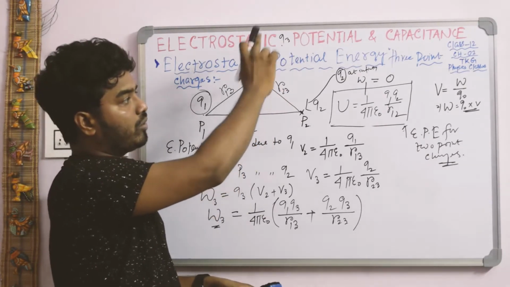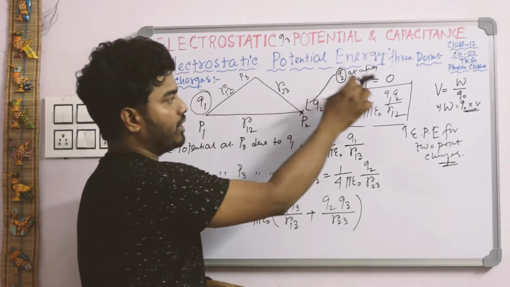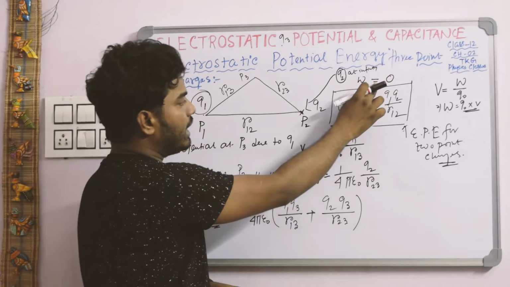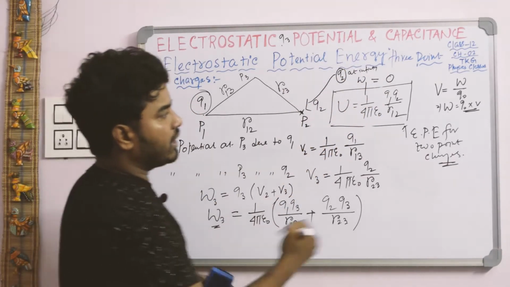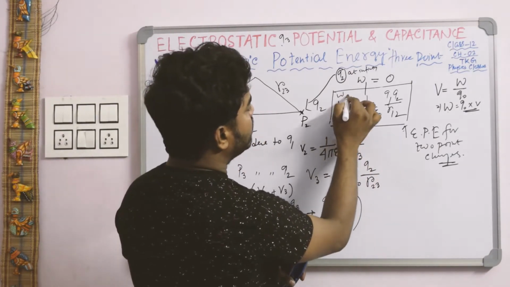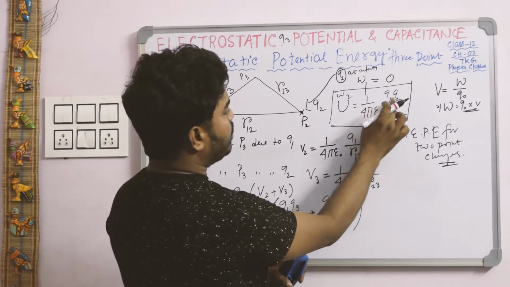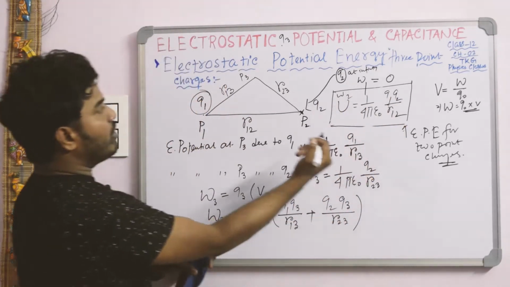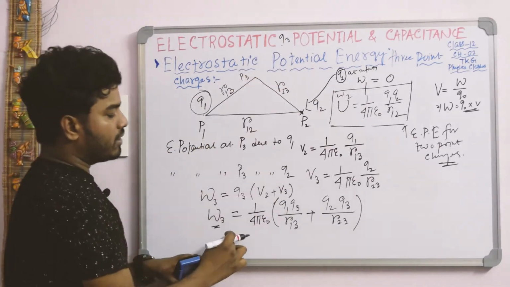Clear? So the amount of work done in bringing charge Q1 to point P1 is 0. Now the amount of work done in bringing a charge Q2 to point P2 is this expression, that is also W2, 1 by 4 pi epsilon naught Q1 Q2 by R12, and the amount of work done in bringing a charge Q3 to point P3 is W3.